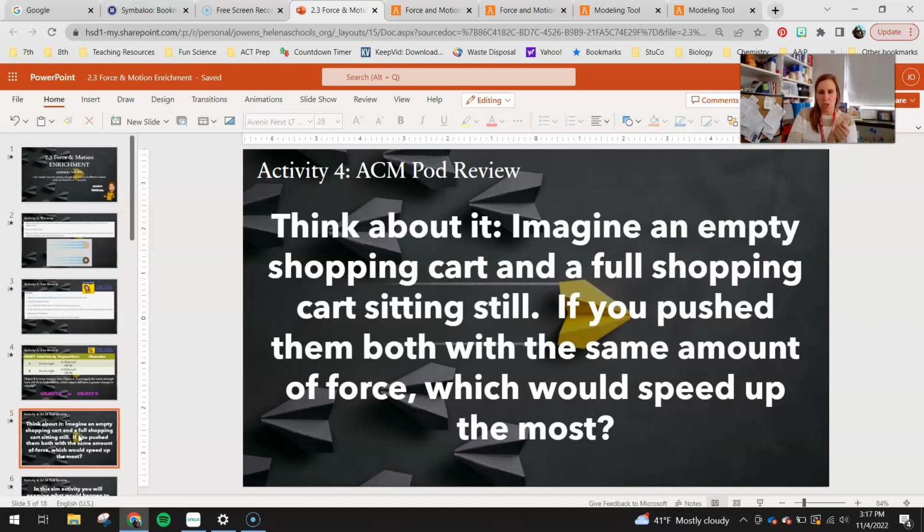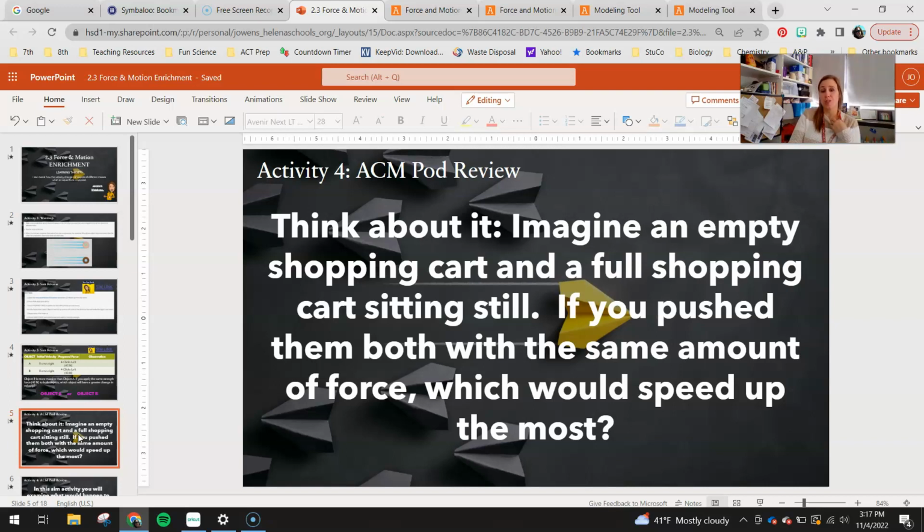Okay, imagine an empty shopping cart and a full shopping cart. I know you guys have heard me talk about the shopping carts a lot, but it's a really applicable thing because you guys have pushed shopping carts before. Imagine an empty shopping cart and a full shopping cart, and I'm talking full of heavy things. And both of them are sitting still at rest in front of you.